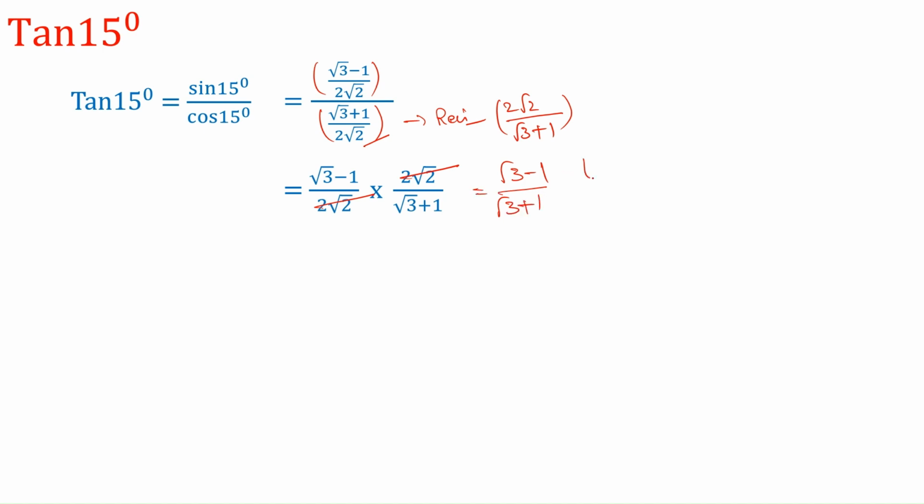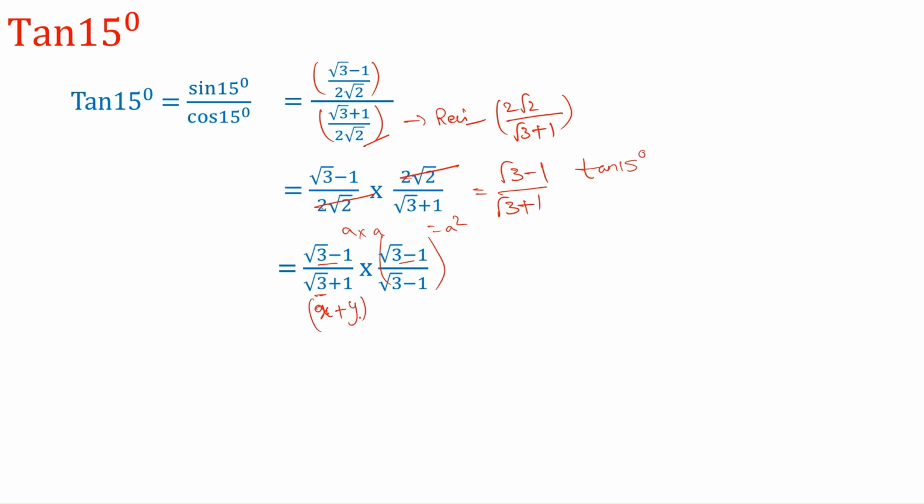Either we can leave the tan 15 value as this, or it can be further simplified. For that, we have to rationalize the denominator. To rationalize the denominator, multiply both numerator and denominator with root 3 minus 1. Now, this term and this term are the same. It is like a into a, which is nothing but a square. In the denominator, let us think of root 3 as x and 1 as y.